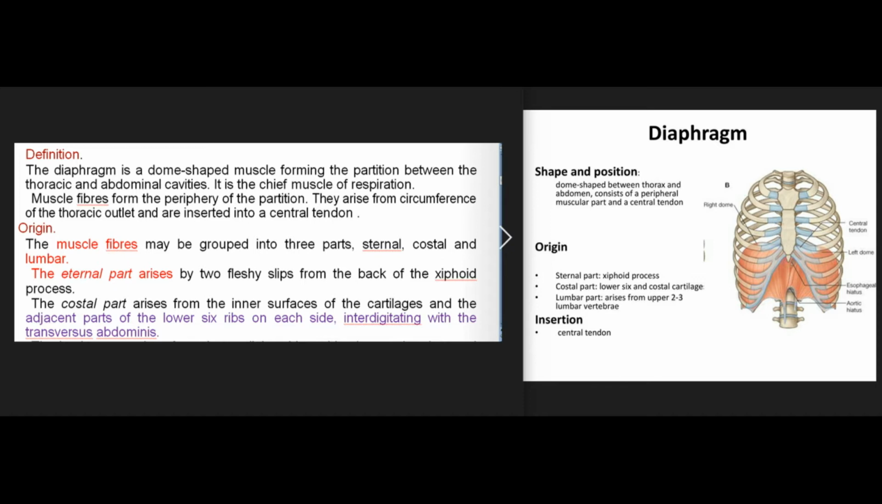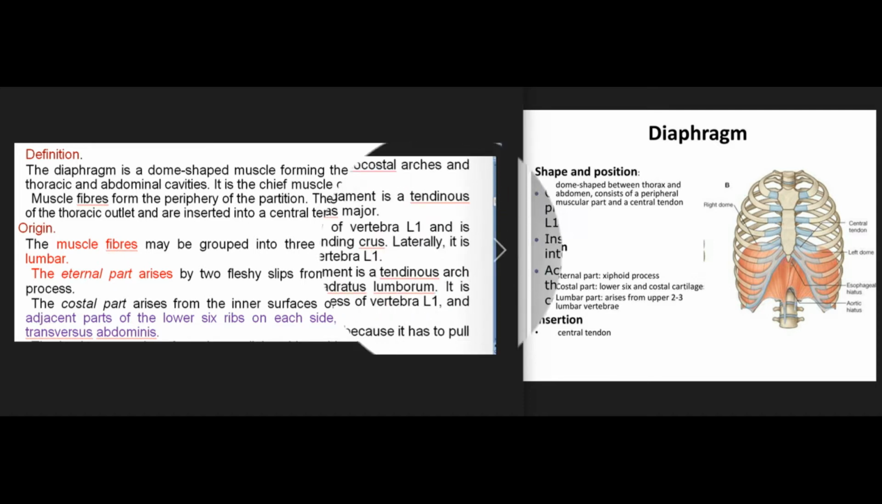Origin. The muscle fibers may be grouped into 3 parts: sternal, costal and lumbar. The sternal part arises by 2 fleshy slips from the back of the xiphoid process. The costal part arises from the inner surfaces of the cartilages and the adjacent parts of the lower 6 ribs on each side, interdigitating with the transversus abdominis.